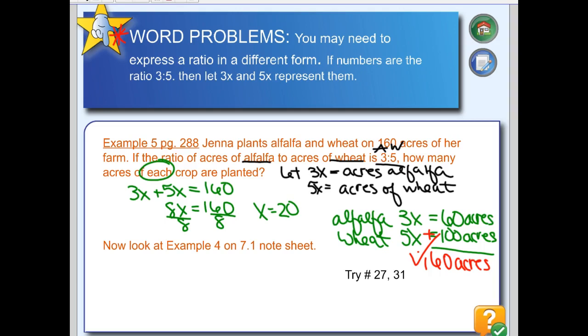All right, now, there is one little tricky one. If you look at the problem on your note sheet, it says, now look at example 4 on your note sheet for 7-1. And if you're looking there, it says write the ratio of wins to losses for a baseball team that played 72 games and won 45 of them. So if you notice, it says they want the ratio of wins to losses.